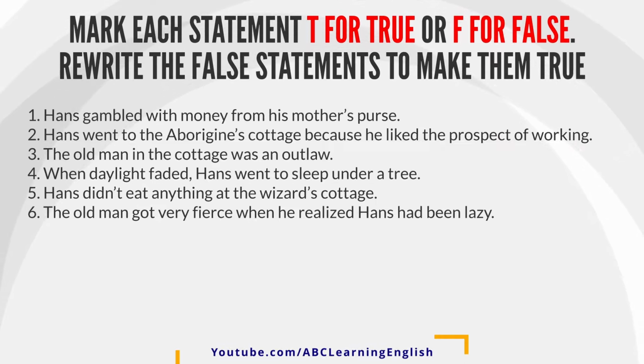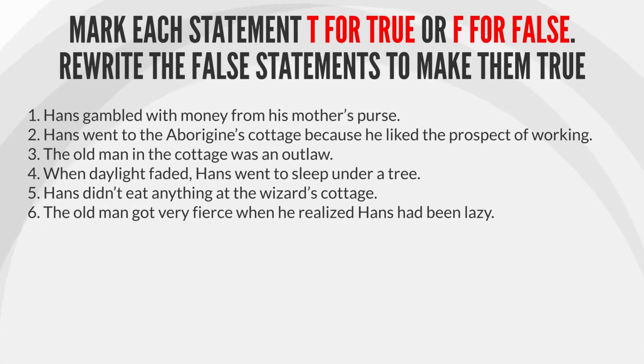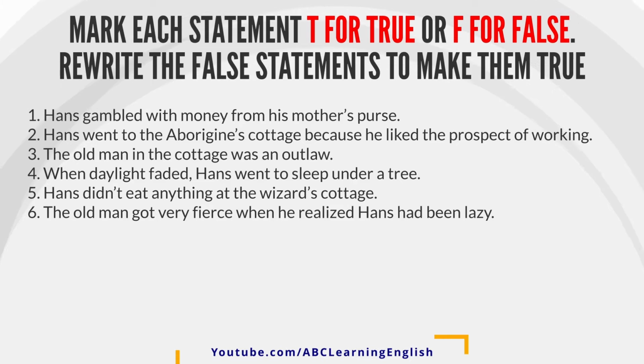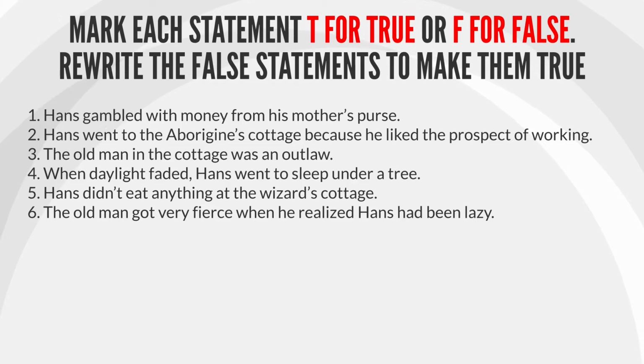1. Hans gambled with money from his mother's purse. 2. Hans went to the Aborigine's cottage because he liked the prospect of working. 3. The old man in the cottage was an outlaw. 4. When daylight faded, Hans went to sleep under a tree. 5. Hans didn't eat anything at the wizard's cottage. 6. The old man got very fierce when he realized Hans had been lazy.